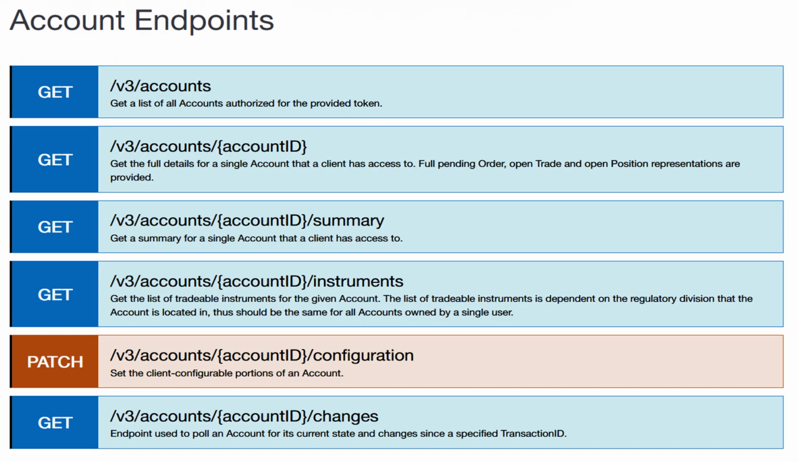The OANDA API allows for seamless integration with personal trading strategies, offering real-time market data, automated trading features, and unparalleled customization for retail traders. This enables the development of custom trading applications, automation of strategies, and improved market analysis.